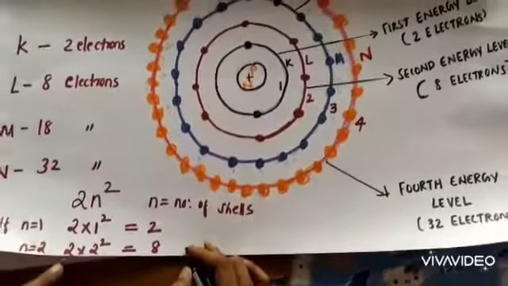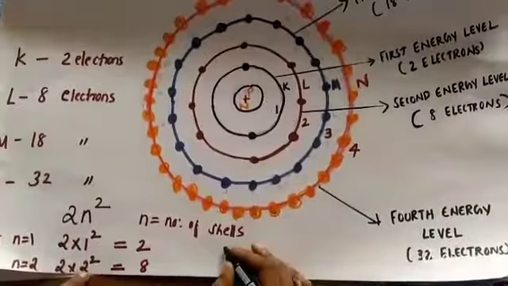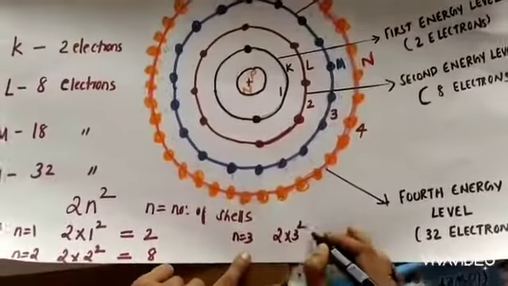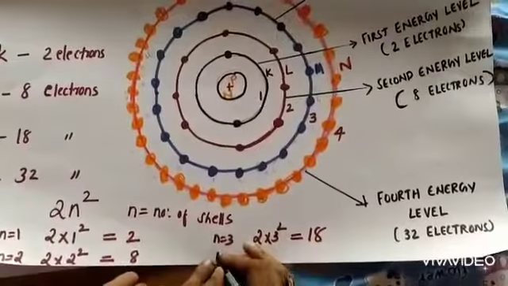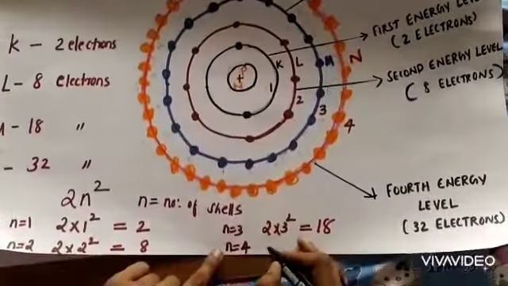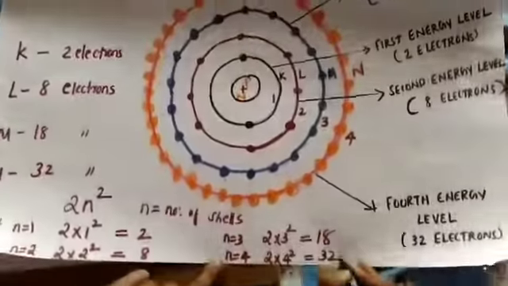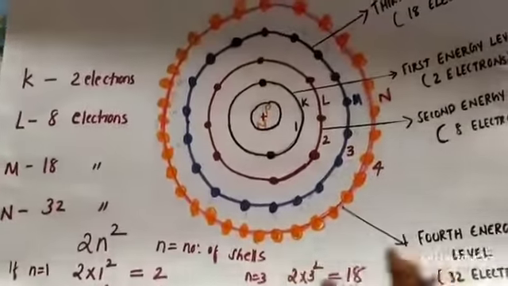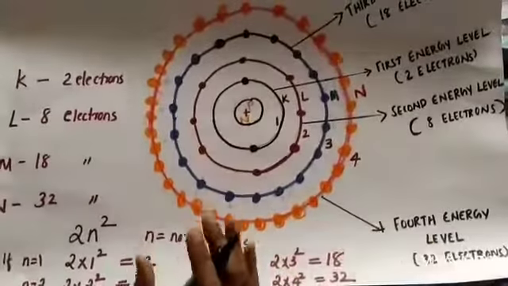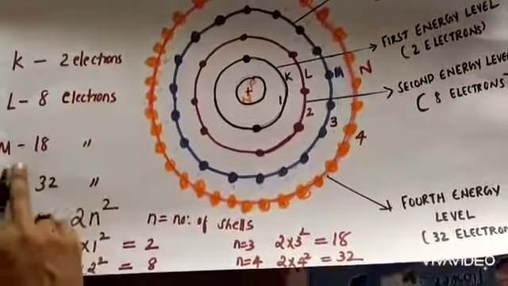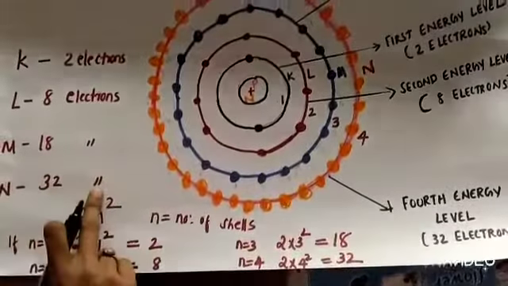And for the M shell, it is 2 into 3 square. If n is equal to 3, 2 into 3 square, so it is 18 electrons. If n is equal to 4, meaning the N shell, it is 2 into 4 square, which is equal to 32 electrons. That we will see later in detail. I just mentioned it here. The K shell can accommodate 2 electrons, L 8 electrons, M 18 electrons, and the N shell 32 electrons.